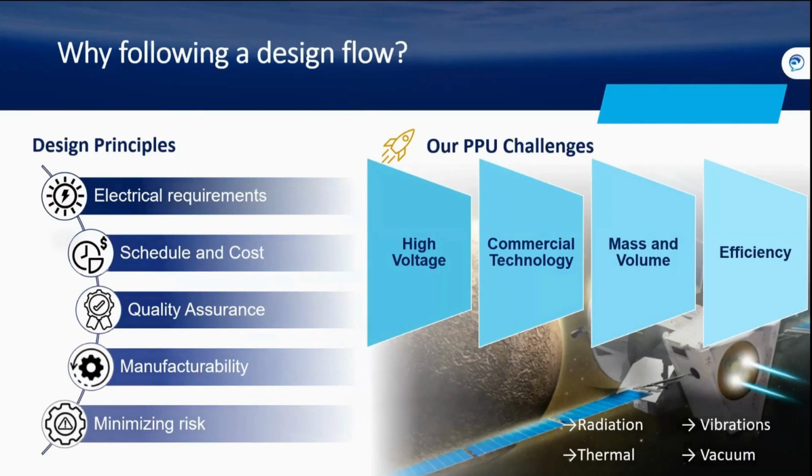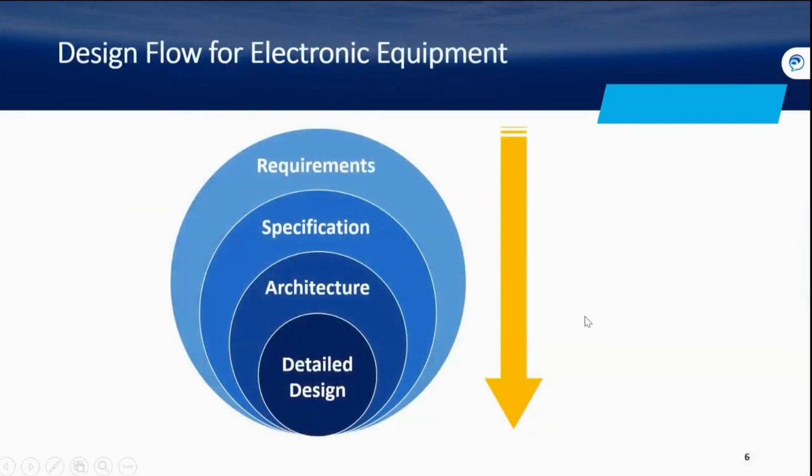Let's move on now to the main stages of our electronic design flow. The main stages are these four, you can see them here. They are requirements, then comes the specification and architecture design or preliminary design, and finally our detailed design.